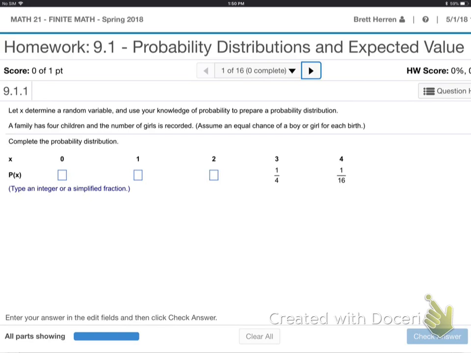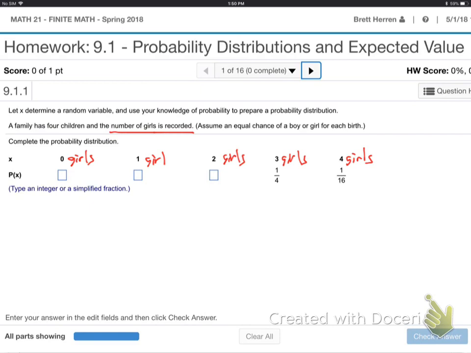So you've got to focus in on what the thing is they're looking at. What is the thing they're looking at? Where is it? There it is. Family has four children, and the number of girls is recorded. So this means zero girls, one girl, two girls, three girls, and four girls.